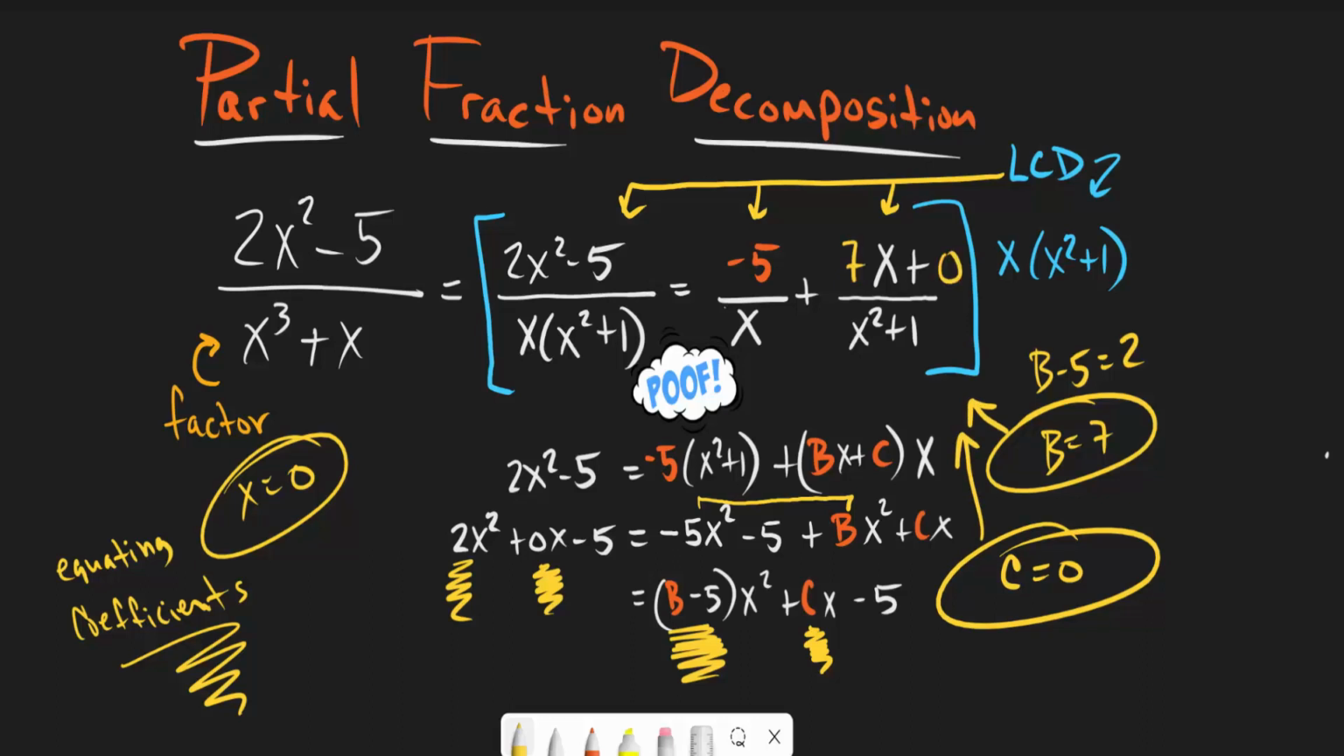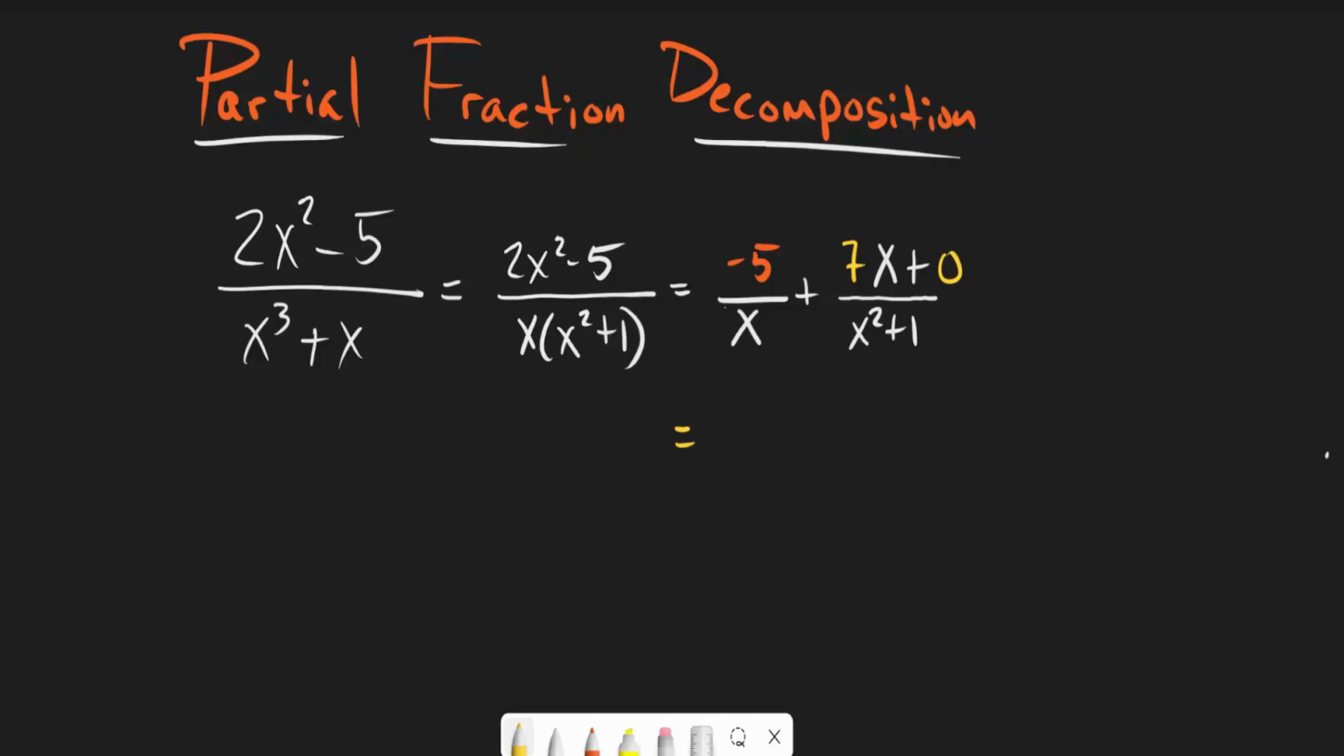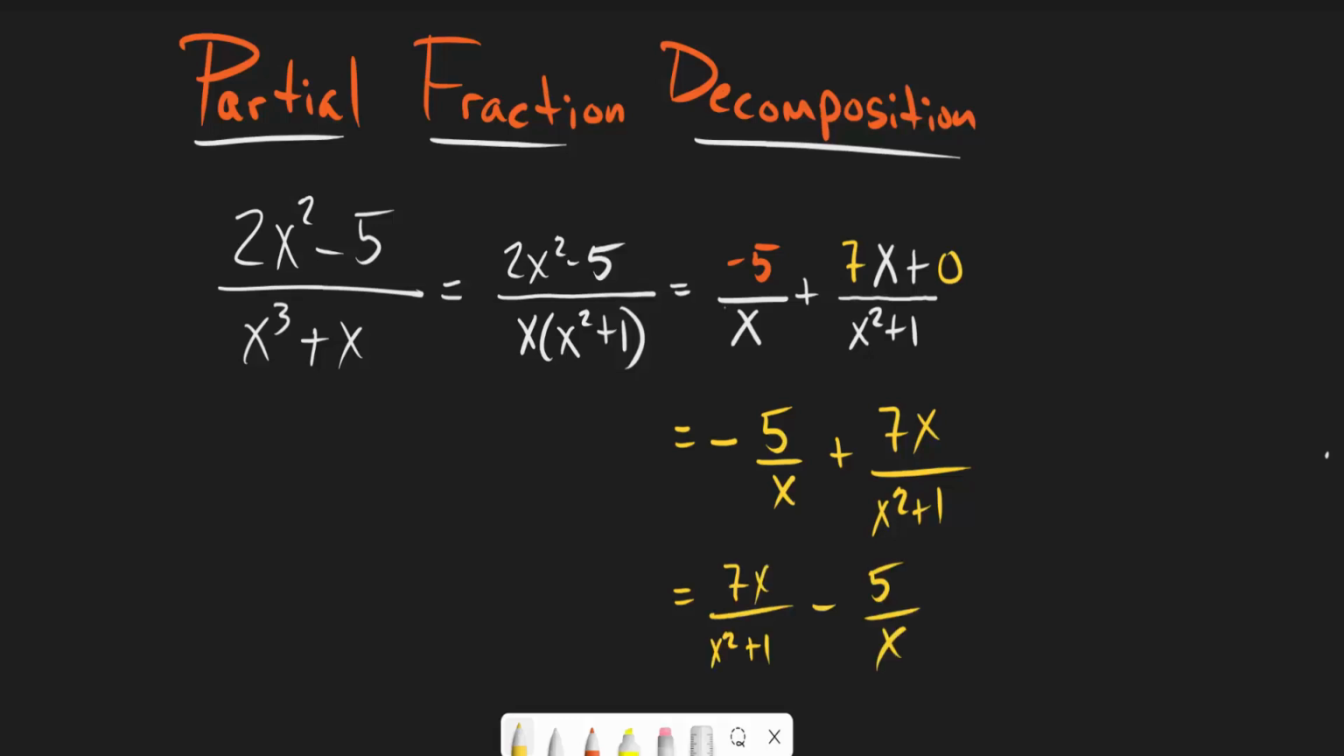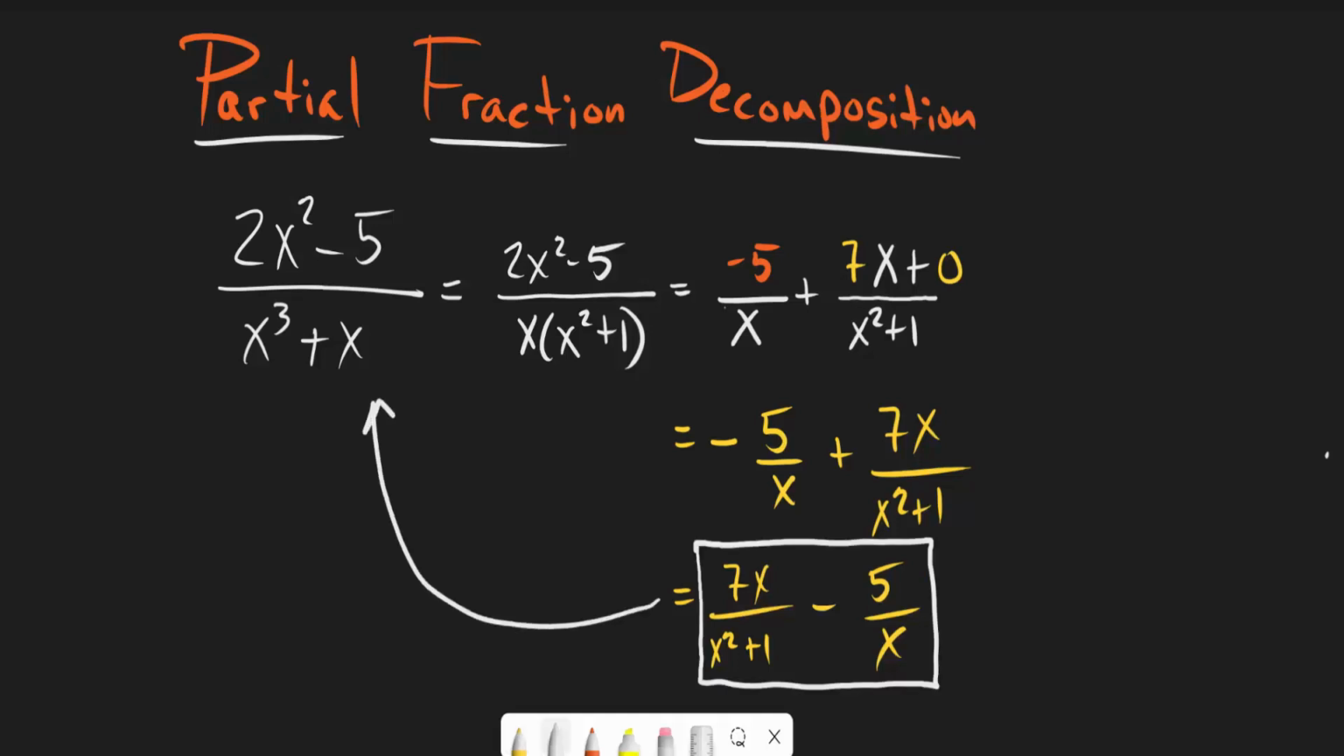Okay, now I'm just going to clean everything up and summarize what we just did. So I'm going to rewrite the final answer. This is minus 5 over x plus 7x over the x squared plus 1. So that answer is fine, but we could also rewrite it and eliminate one of the signs by putting the second term first and the first term second. So nice, we're done. So this right here is a partial decomposition of our original rational expression.